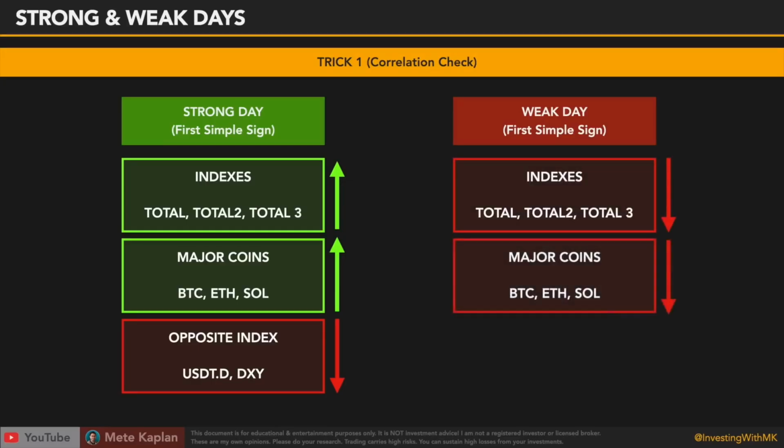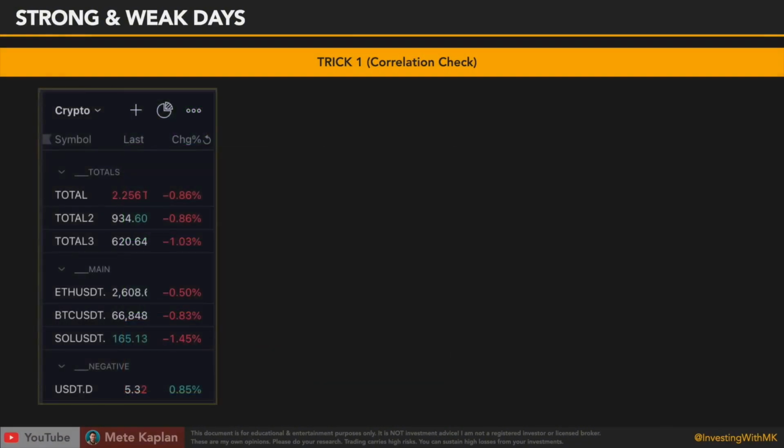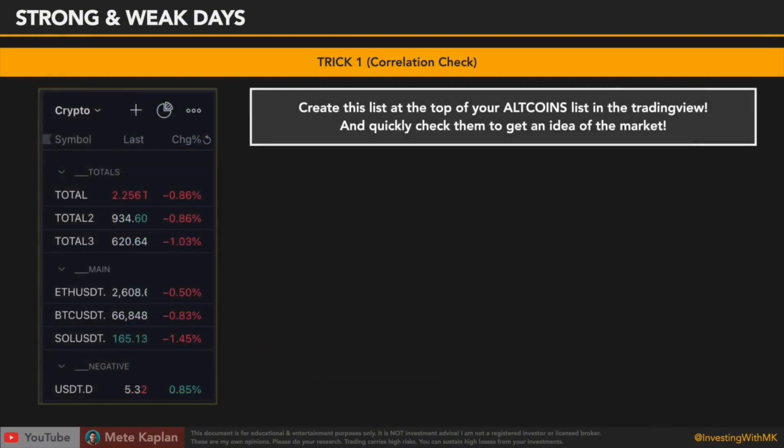On the other hand, a weak day is the exact opposite of what we try to do. Totals negative, major coins negative, opposite indexes are positive. So, all you need to do is put all these coins into your list right above the altcoin list.